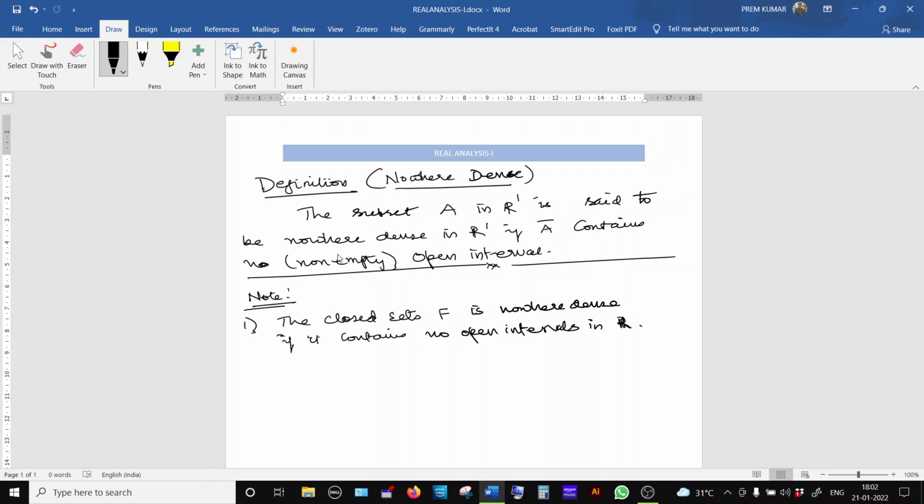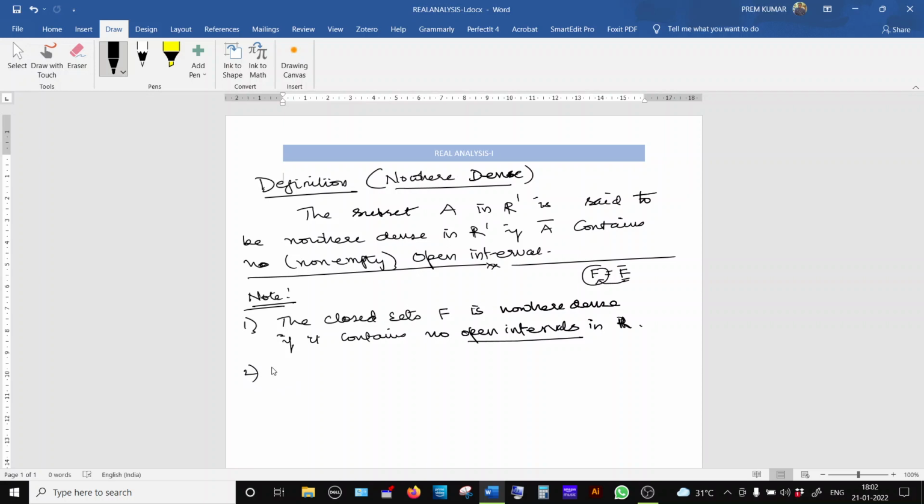Here the definition says that the closure of A should not contain an open interval, but why are we talking about a closed set? Because if a set F is closed, then the set is equal to its closure. So instead of dealing with the closure, we can state the definition in terms of the set itself. Instead of A bar, we simply put F. So if a set is closed, the set is nowhere dense if it does not contain an open interval. That's all. This is one important thing you have to keep in mind.